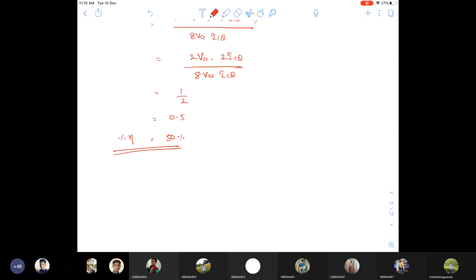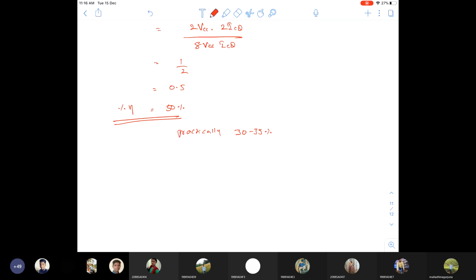But practically it is 30 to 35%. Whereas series fed practically is 10 to 15%. Here it is 30 to 35%. Okay, right. Next, power dissipation.